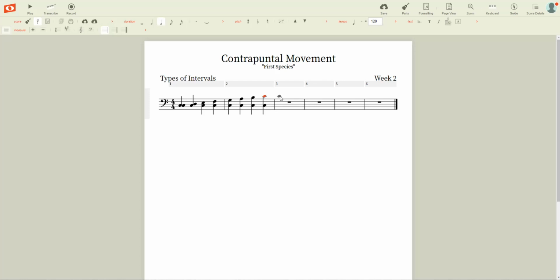Okay, now we also have compound intervals. Compound intervals are larger than an octave. So if we have an octave here, we can have a compound interval of going from C down to B, and then C down to A, C down to G.